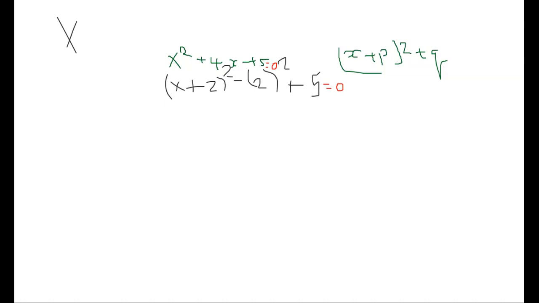Let me just give you the hint. So this one will be x plus 2 squared minus 2 squared, minus 4, plus 5.